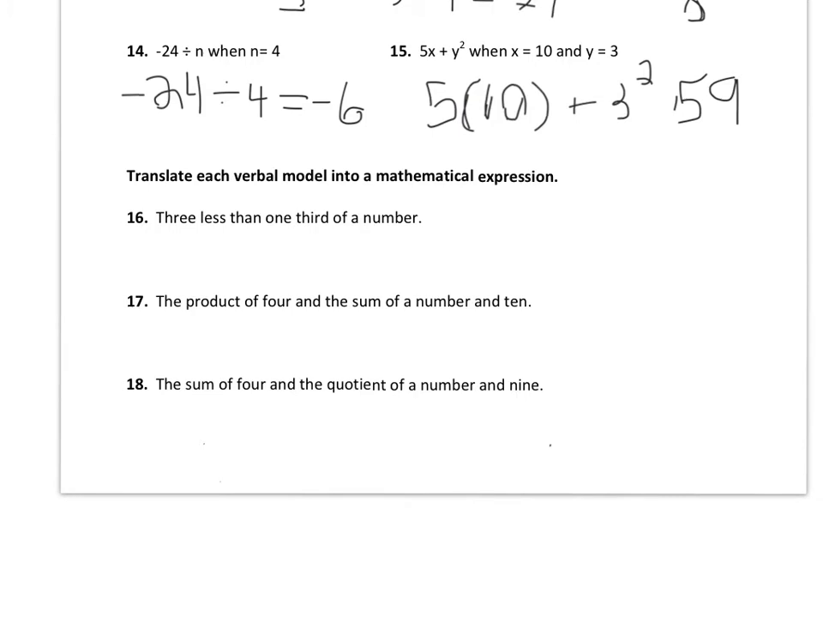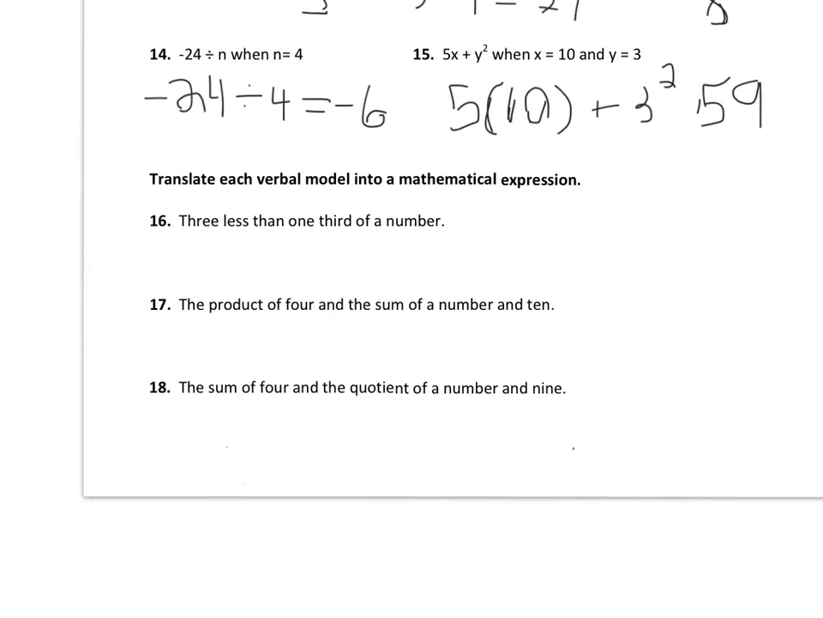Number 16, translate each verbal model into a mathematical expression. 3 less than 1/3 of a number. So I always start out by thinking 3 less than what? And so right here I can see that it says 1/3 of a number. So I'm going to do 1/3. Remember we talked about of being multiply. 1/3 of a number, so I'm just going to do 1/3 n. And it's 3 less than that, so I'm going to do minus 3.